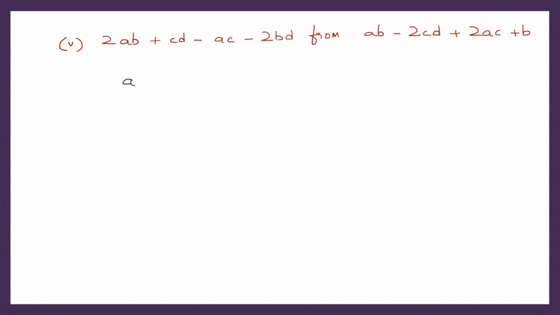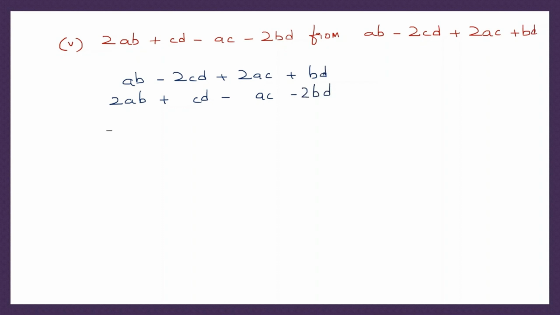Moving on to the next question. Subtract the first expression from the second. So let's write what comes after from first. So AB minus 2CD plus 2AC plus B. And let's write the first expression below this. 2AB plus CD plus CD minus AC minus 2BD minus 2BD. So that was BD. Don't forget to put the D there.